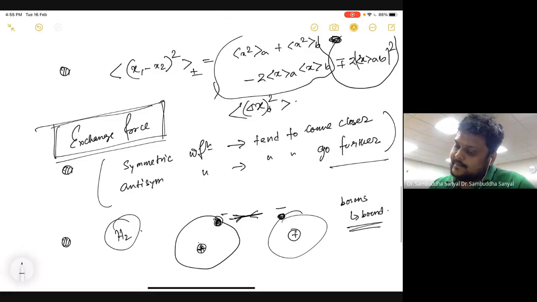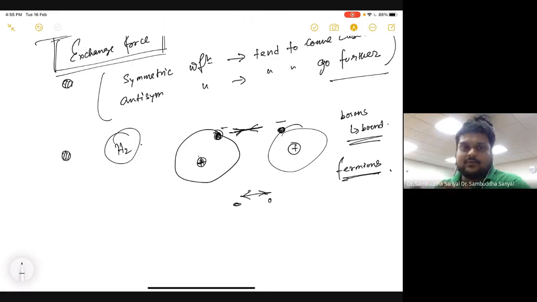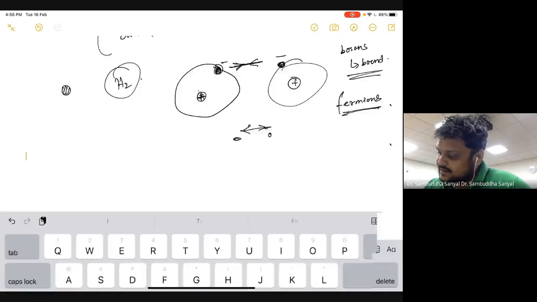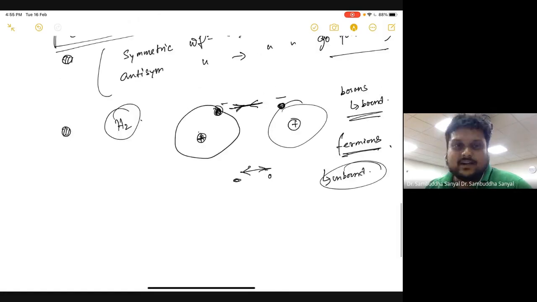But in fermions, that will not happen, because fermions will say go far apart. I mean, they're more likely to go far apart, which means it's better for them if the electrons are not together, if they are far apart, so then they will be unbound. But we definitely know that doesn't happen, because if that happened, we wouldn't have been here.